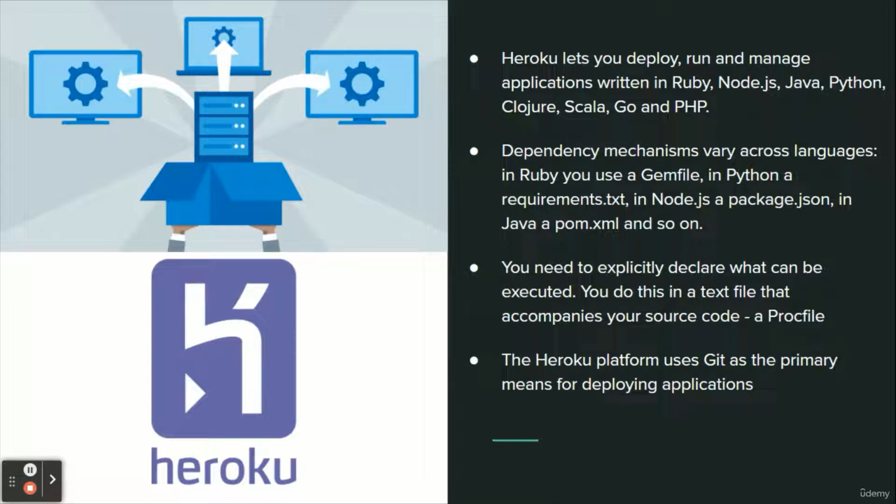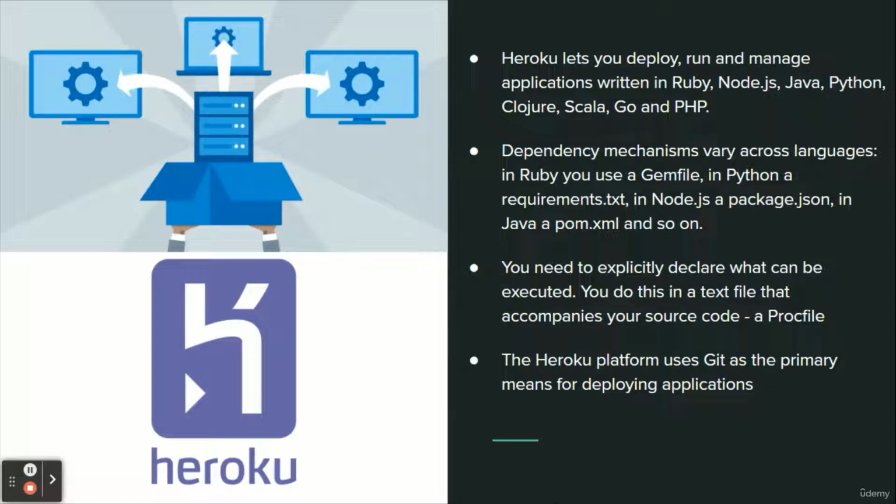An application is a collection of source code and some dependency description, which is needed in order to build and run the application. Dependency mechanisms vary across languages. In Python we use a requirements.txt. You don't need to make any changes to an application in order to run it on Heroku.